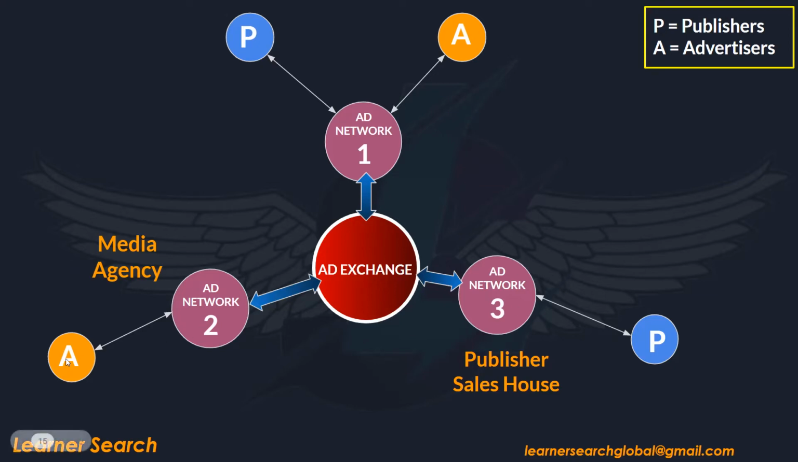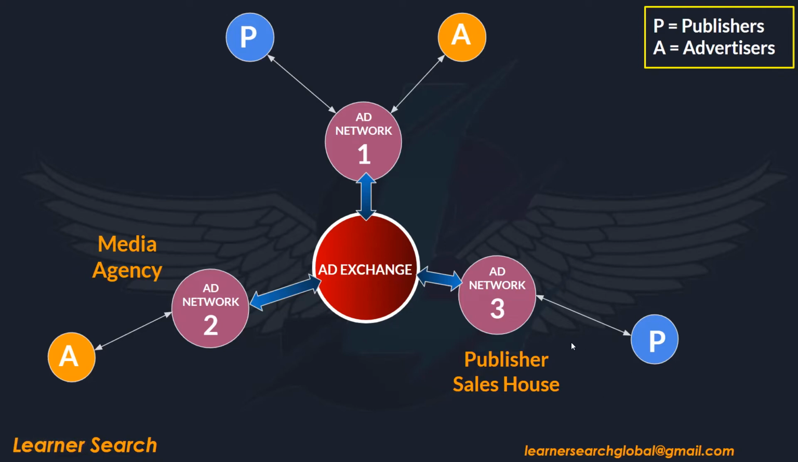When they work closely with advertisers, we can call them a media agency. If they work closely with the publishers, we can say a publisher sales house. So these also exist. That's the reason I said one-sided participants. They work only for one side, right? Publisher sales houses only work for one side.